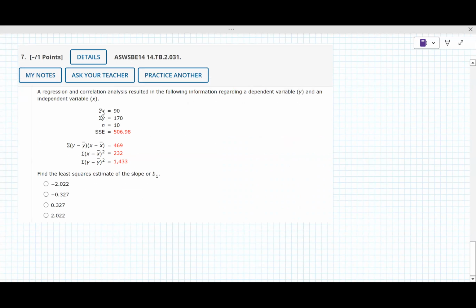They tell you that sigma of x means the sum of x, sigma of y means the sum of the y values. They give you this SSE. They also give you the sum of y minus y bar, which means every y value minus the average, times every x value minus the average. And none of this really matters, because you would never be asked in real life to do this by hand. You would, though, in your statistics course, of course.